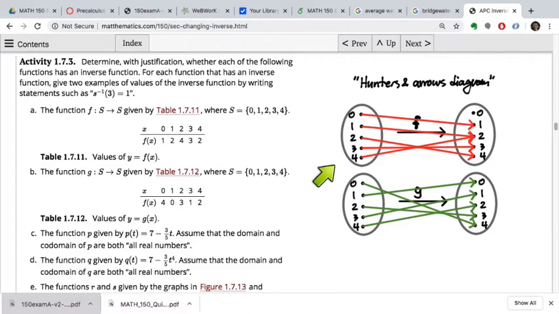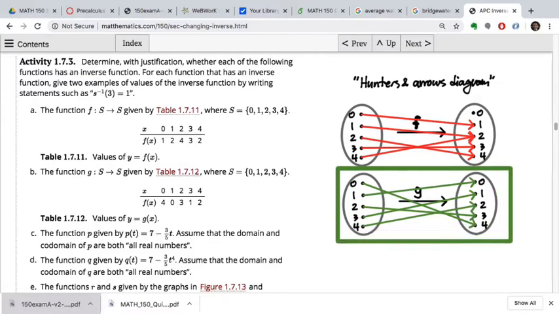Which one is invertible, f or g? G. How do I know that g is invertible? All inputs have an output. A single output, yes, invertible. So what's the problem with the f function? For which value can I not find f inverse of blank? 0. F inverse of 0 doesn't exist, for starters.